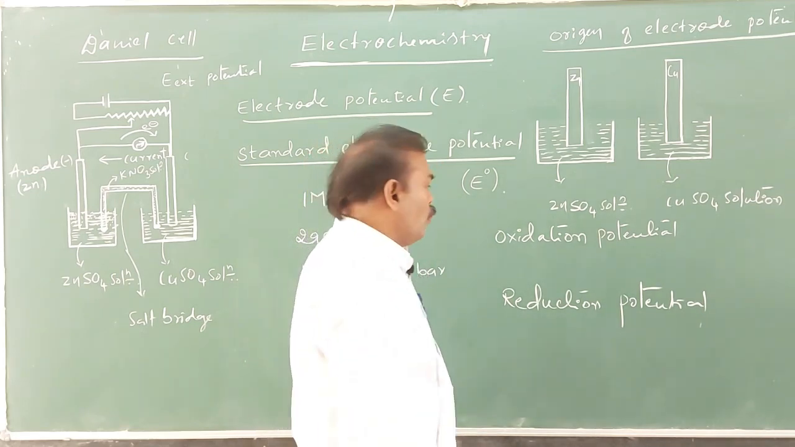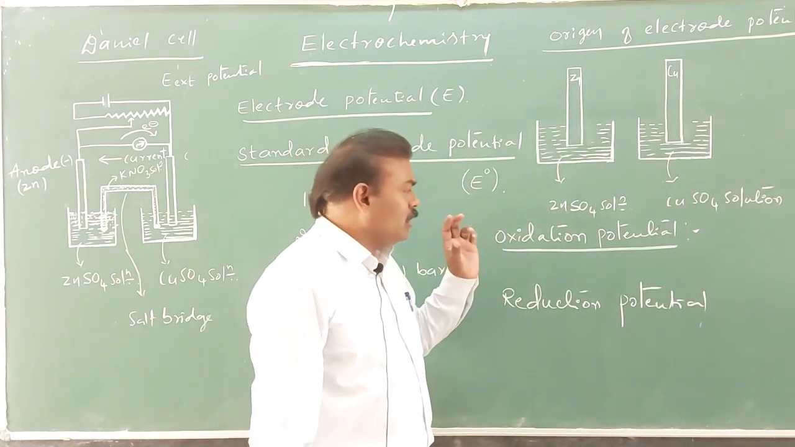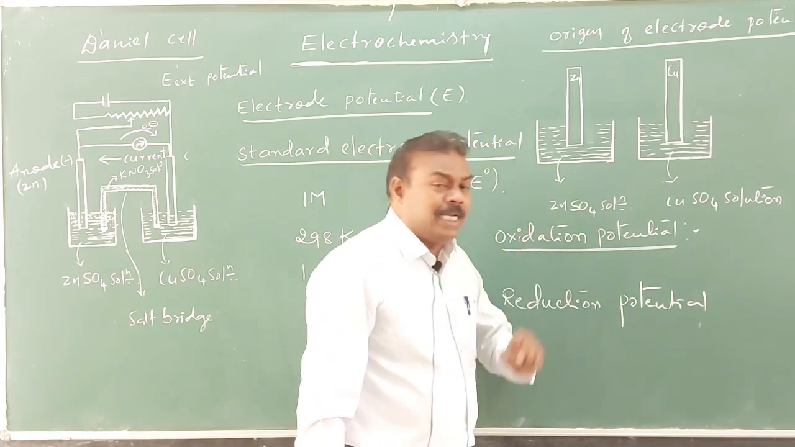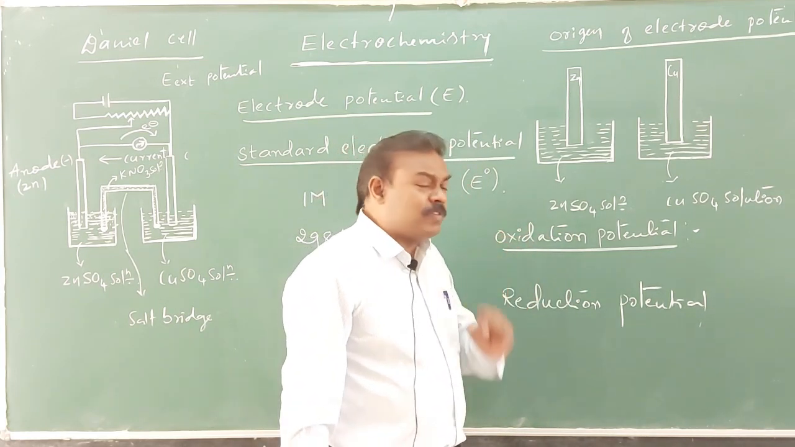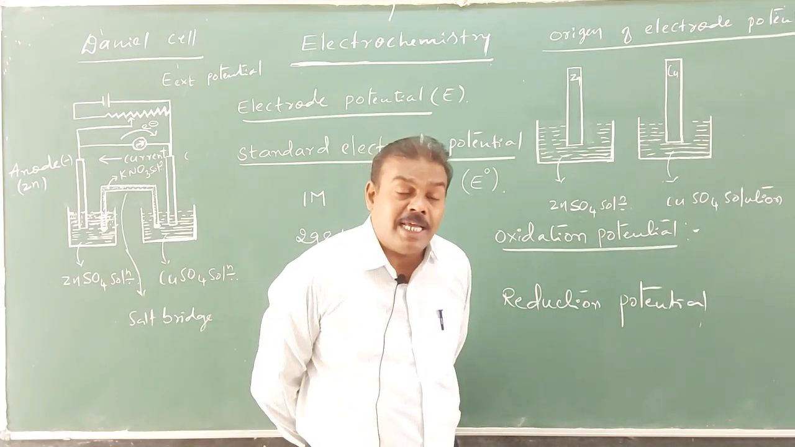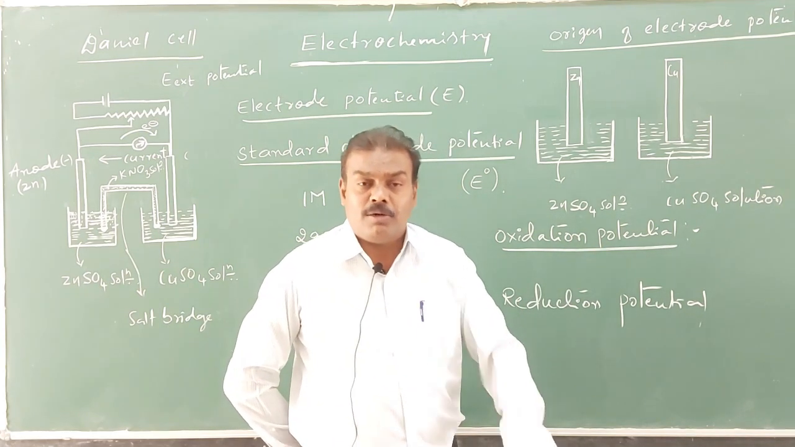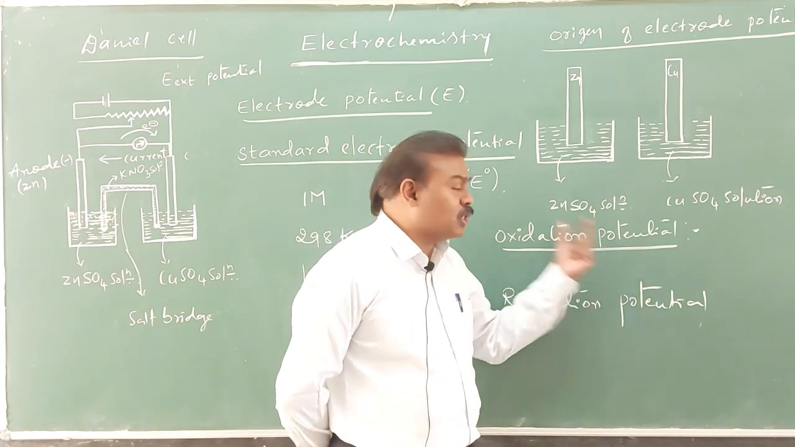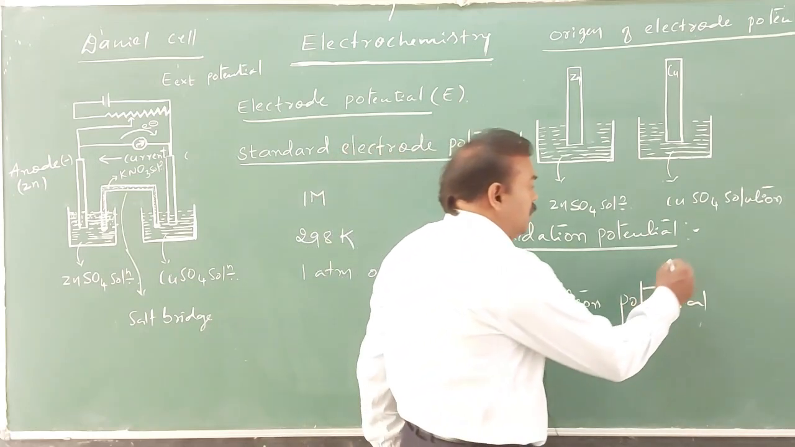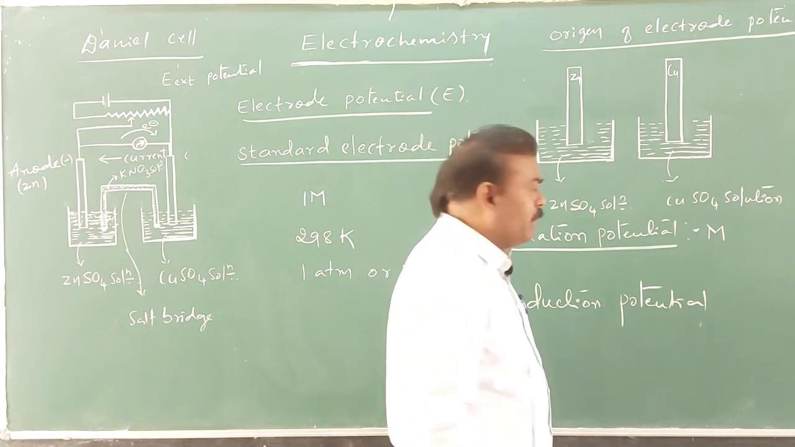What is oxidation potential? Oxidation potential means the tendency or the capacity of a metal to lose electrons. The tendency of a metal to lose electrons is called oxidation potential. You know how it is represented? Listen, here, this is the metal only.